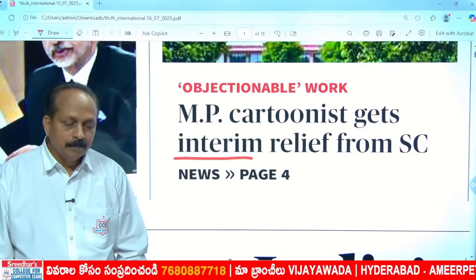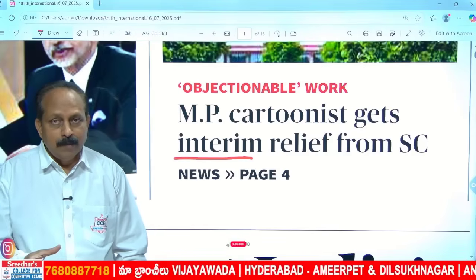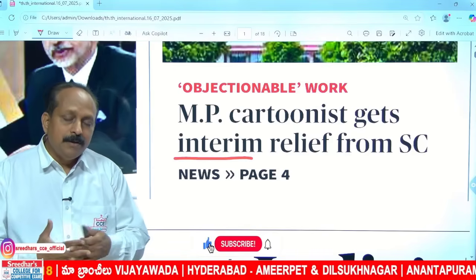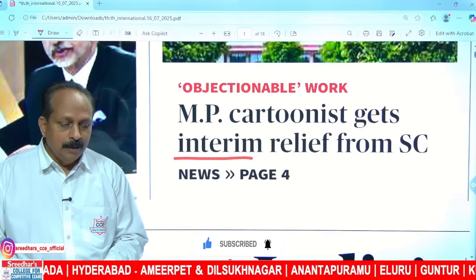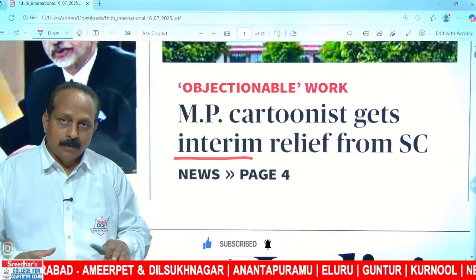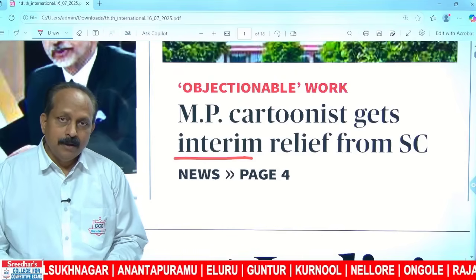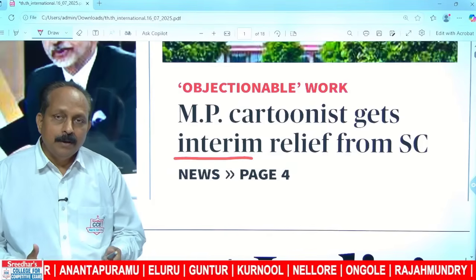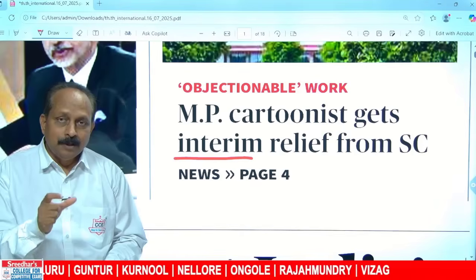That's an important word. But immediately, as a smart learner, you should recollect interim government. Imagine no party gets a thumping majority or landslide victory, and then they cannot decide who has to form the government. In that situation, for the time being, a temporary government comes into existence. That is known as interim government.